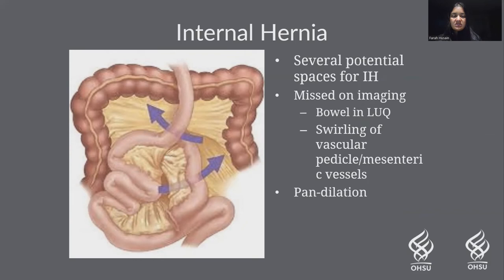One is the pseudo-Peterson's defect above, and below is the jejunojejunostomy defect. Oftentimes these are closed, but even as patients lose weight, especially with massive weight loss, these closures can become more lax because their mesentery thins out as well.